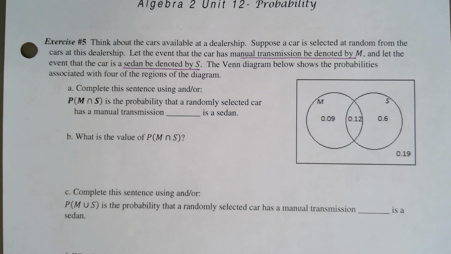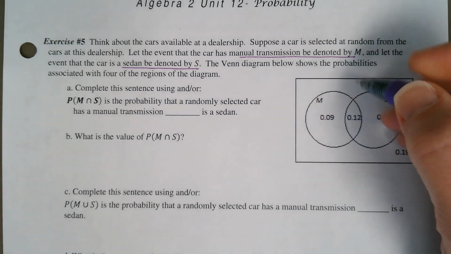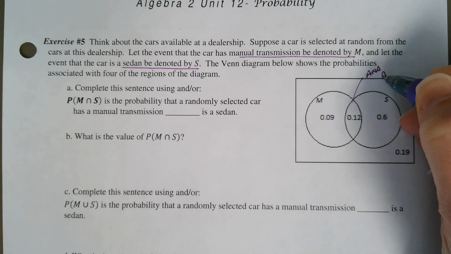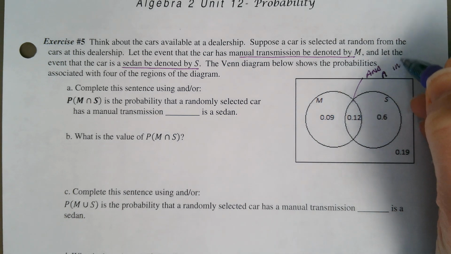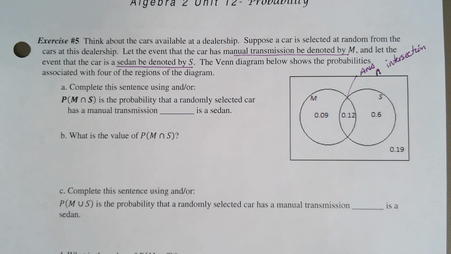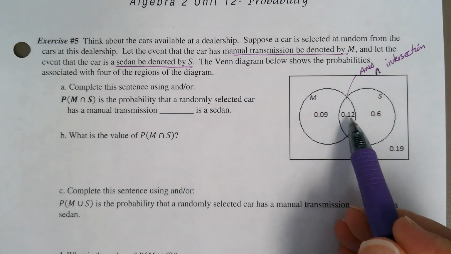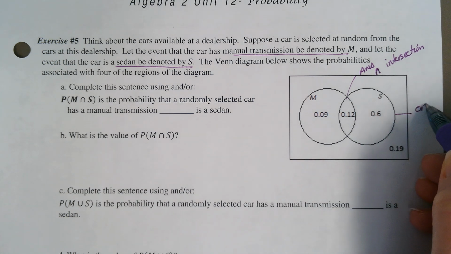Oftentimes when I'm given a Venn diagram with some probabilities noted on it, I will just go ahead and, okay, this is the and, right, the overlap, or intersection, and all three of these together, if I was to add them up, this is the or, union of.